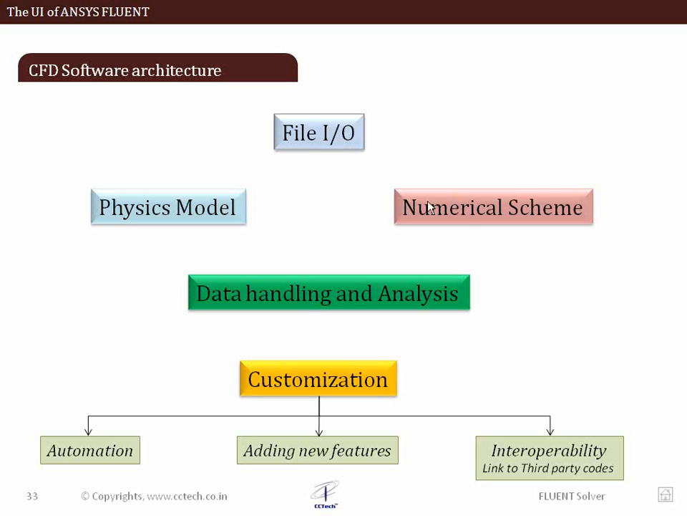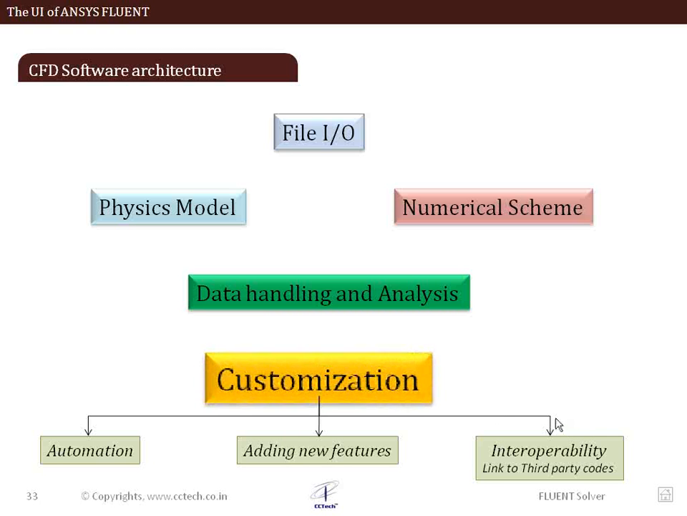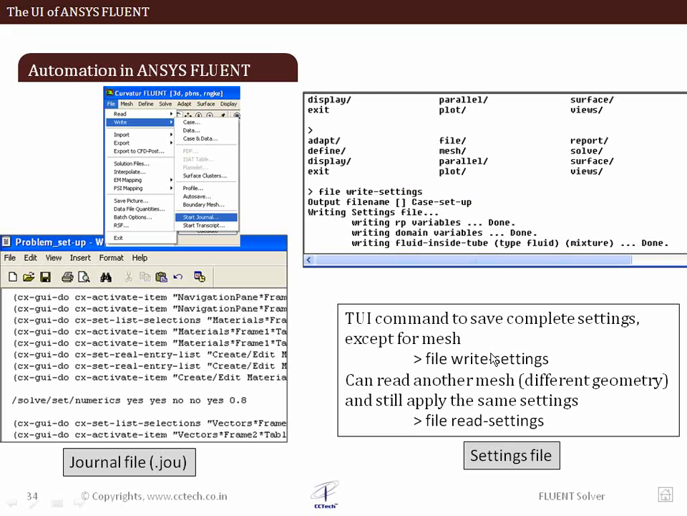Let's now try to understand, after having gone through data handling and analysis, let's have a look at how customization can be done in ANSYS Fluent. So as I had described earlier, customization can be done in terms of automation, or we can add new features through some user-defined functions in ANSYS Fluent, which are basically C programming language based codes. Some additional functions can be written, or we can also operate it together with third-party codes. So we are going to look at how this customization can be done.